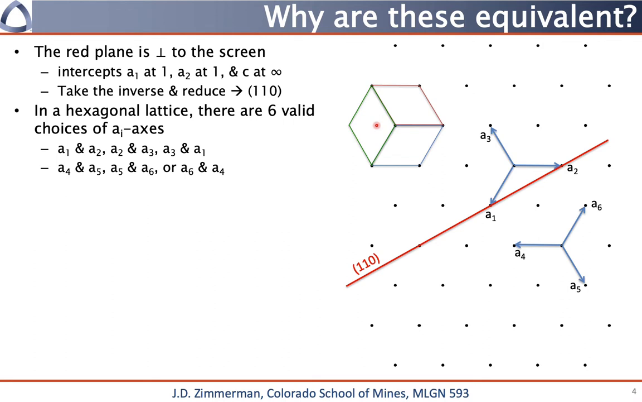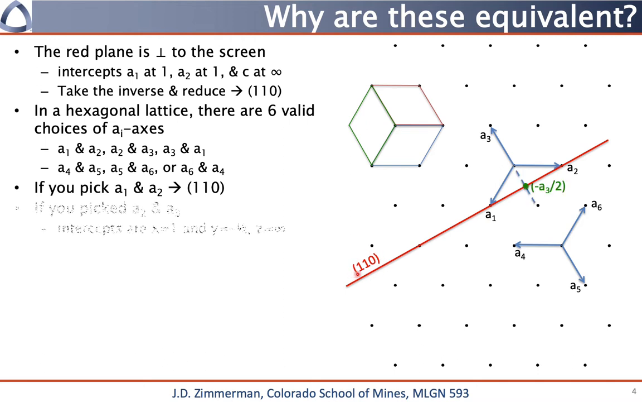To make things a little bit more complicated, there's another set of three axes you could have picked from, A4, A5, and A6. Again, you could pick any two of these to define other unit cells than defined here. So if we go back to the beginning, and we pick A1 and A2 for our vectors for defining our unit cell, we got this 110 plane.